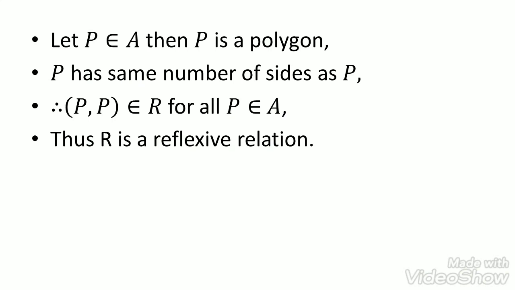Okay, let P belong to A, meaning P is a polygon. Then P has the same number of sides as P itself. If P is a triangle, then it has 3 sides and it will relate to itself because the number of sides are equal. Means every P will relate to P where P is any polygon. Thus R is a reflexive relation.